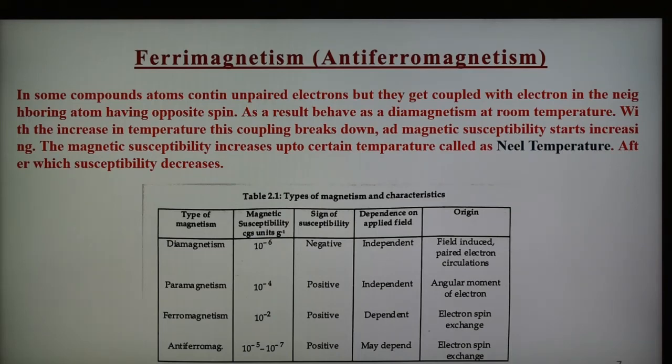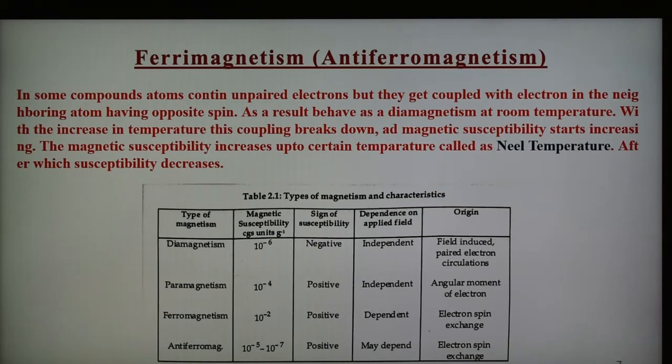Such substances contain crystals having an equal number of electrons with clockwise and anti-clockwise spin. However, at the atomic level, the spins are not paired. For antiferromagnetic substances, the Curie law can be written as chi equals C upon T plus Tn. Here chi is the susceptibility, as in the ferromagnetic case.